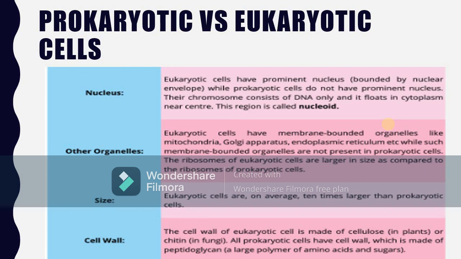The ribosomes of eukaryotic cells are larger than the ribosomes of prokaryotic cells. In size, eukaryotic cells are on average 10 times larger than prokaryotic cells. Then the cell wall of a eukaryotic cell, where present, is made up of cellulose or chitin. All prokaryotic cells have a cell wall, which is made up of peptidoglycan, a large polymer of amino acids and sugars.